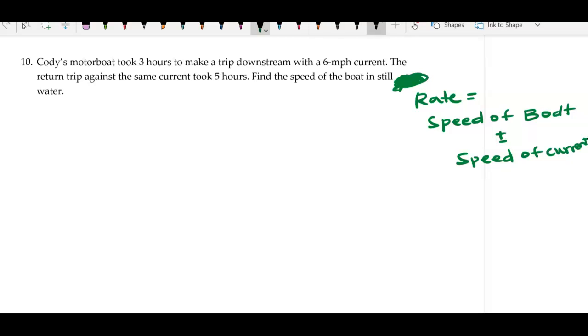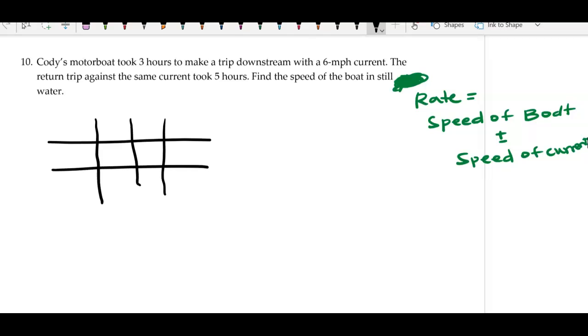So I'm going to make another table. I like tables to keep organized. So here we've got the distance, rate, and time, and that's what they're giving us information about. We know about downstream and upstream. Okay, so let's fill in what we know. So where's that 3 going to go? Downstream? Okay, yeah, so 3 hours downstream.